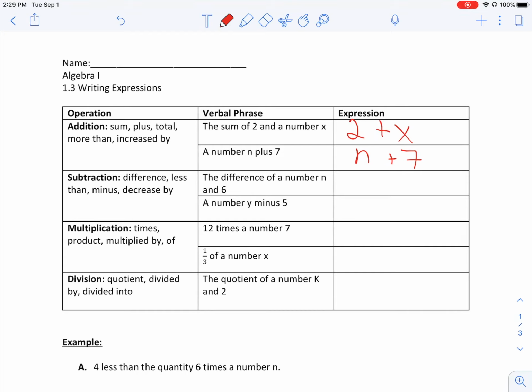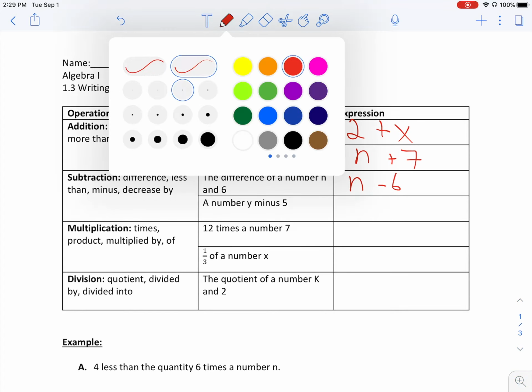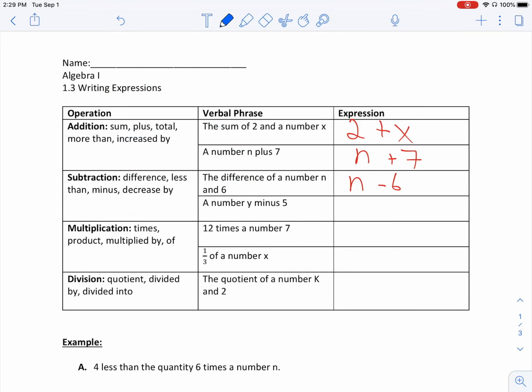Okay, subtraction, when you see the word difference, less than, minus, or decrease by, those are all indications that the operation will be subtraction. The difference of a number n and 6 would be n minus 6. And a number y minus 5 would simply be y minus 5.